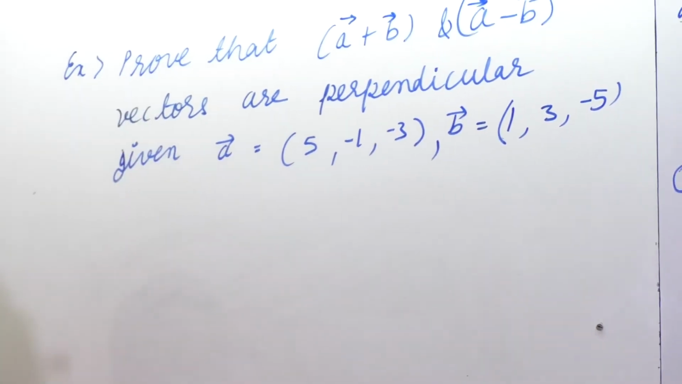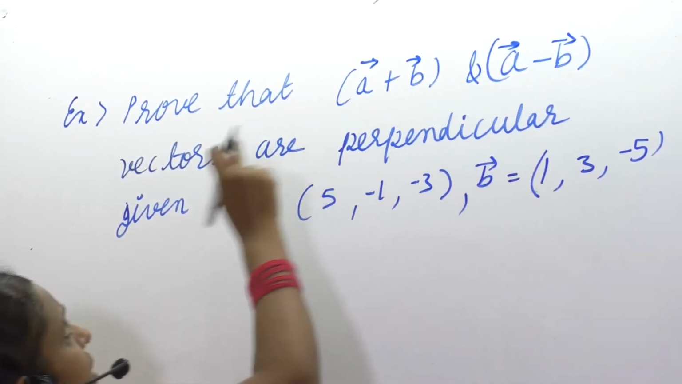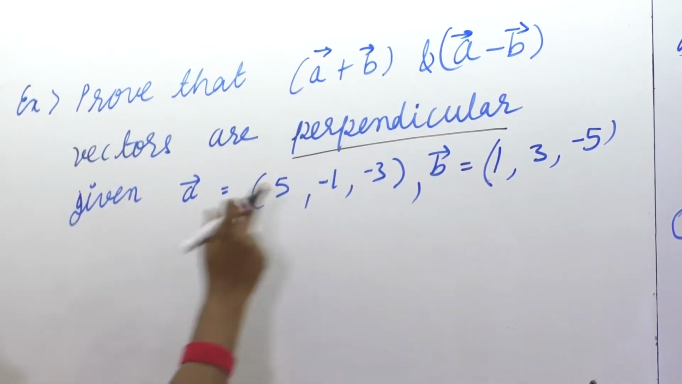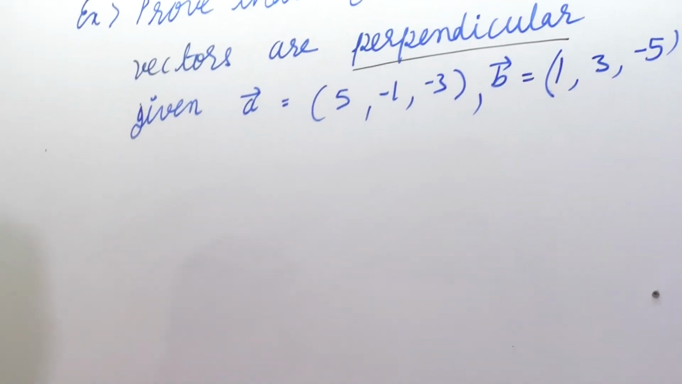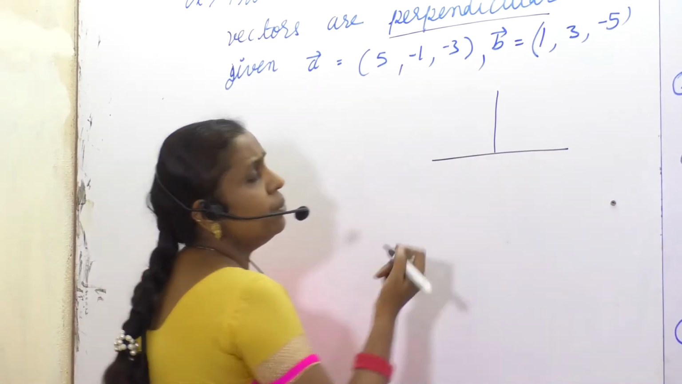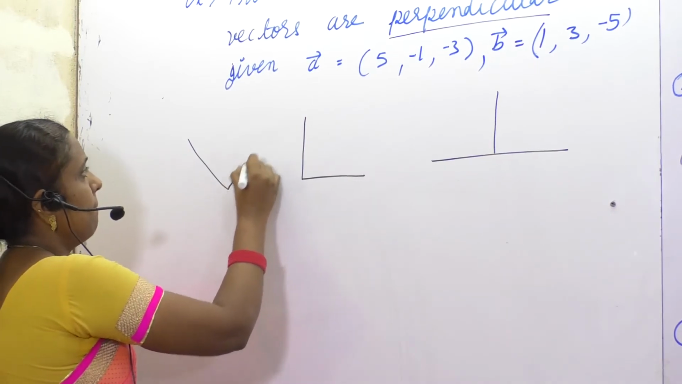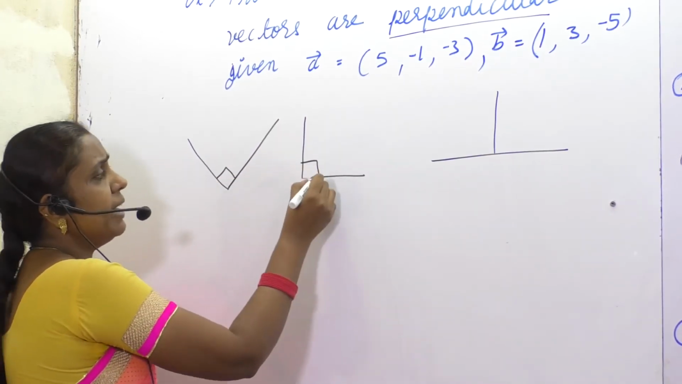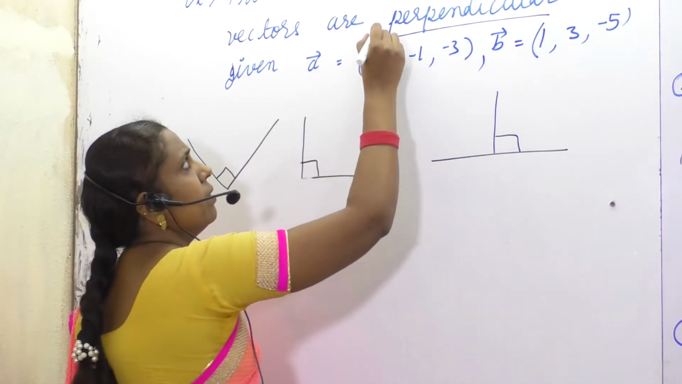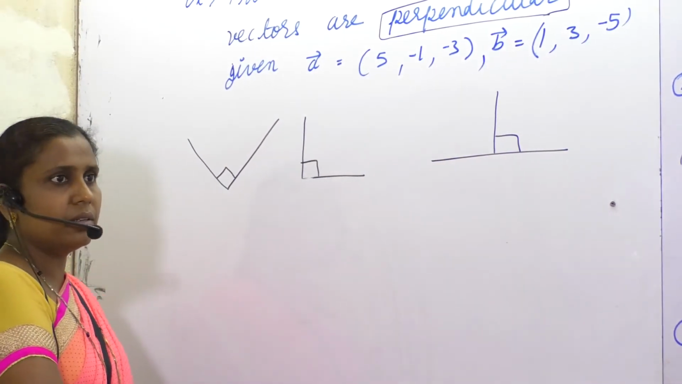Checking for the next question. Prove that the vectors A plus B and A minus B are perpendicular to each other, given two vectors A and B. What you have to show is that these two vectors are perpendicular to each other, at any angle. So in this case, we say mutually perpendicular to each other, is it not?